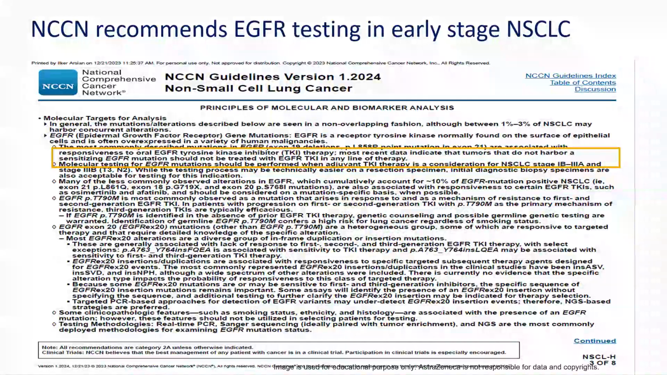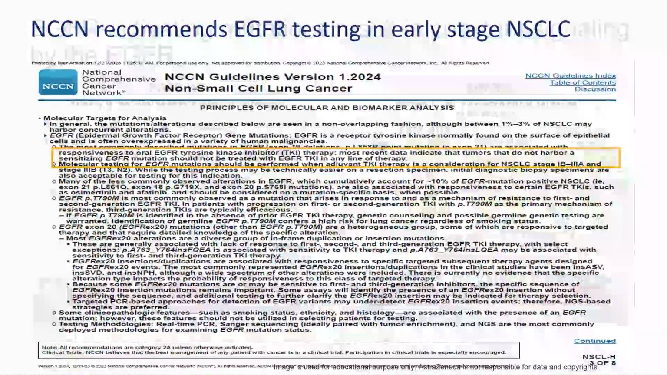These are the NCCN guidelines that Dr. Simha already told. The most recent responsiveness data to oral EGFR TKI indicate that tumors that do not harbor a sensitizing EGFR mutation should not be treated with EGFR TKI in any line of treatment, as all of us practice. Molecular testing should be performed when adjuvant TKI therapy is considered from stage 1B to 3A. That's the ADAURA trial data. These two were highlighted, and in early stage lung cancer this is going to be discussed. Next slide.